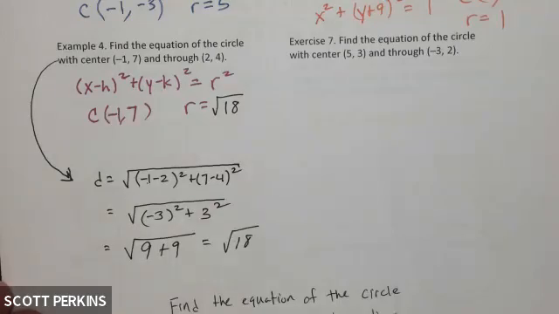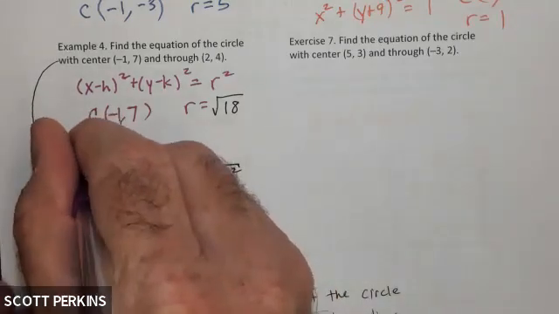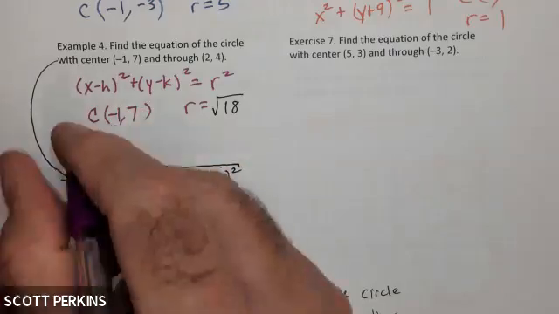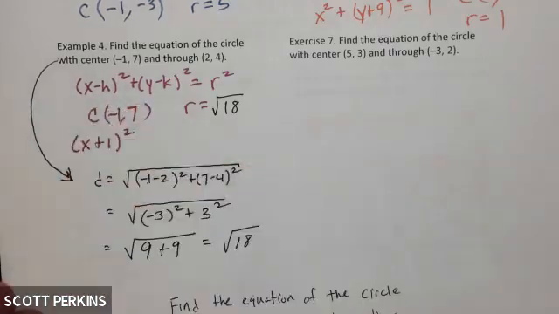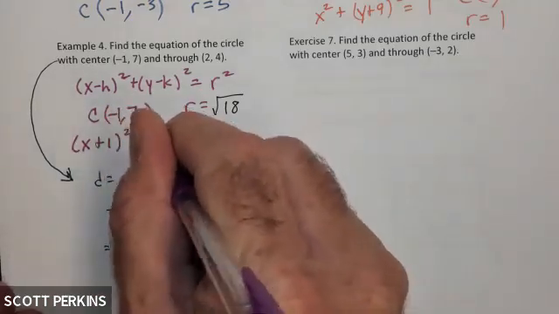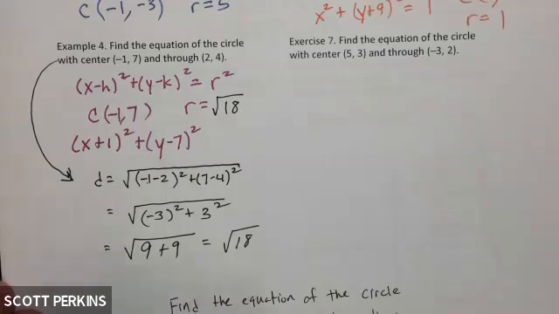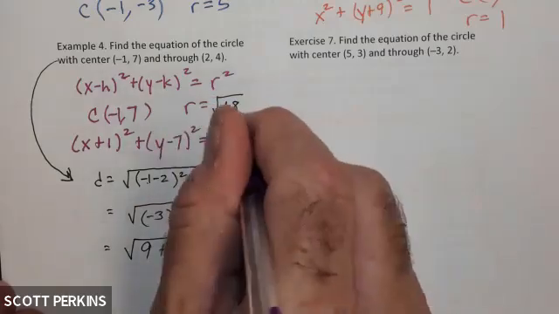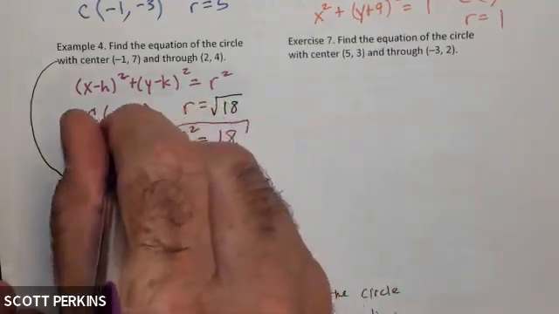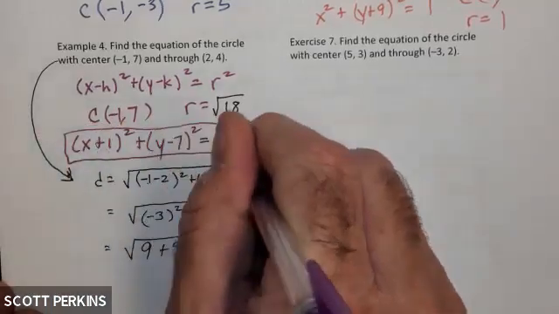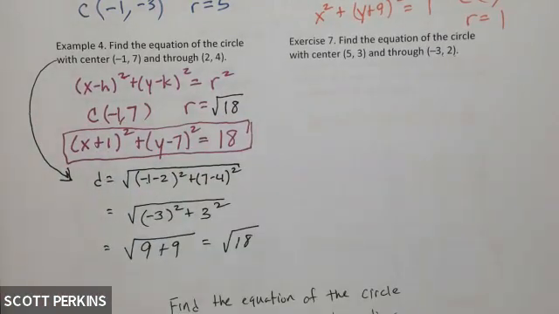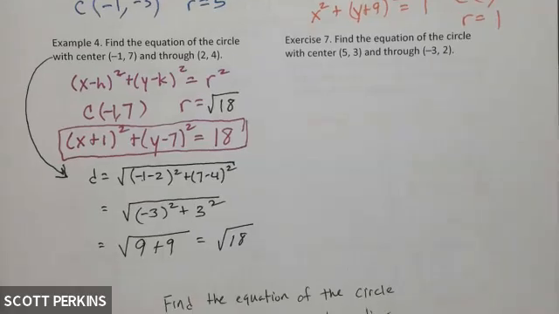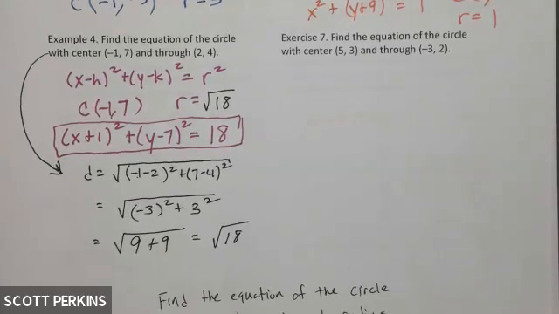So here's my equation of the circle. I've got x, instead of minus 1, I've got x plus 1 squared. Then y minus 7 squared. And then the square root of 18, when I square it, is just 18. And there is the answer to the problem. So I'm going to leave that on the screen. You can see it pretty easily right there.